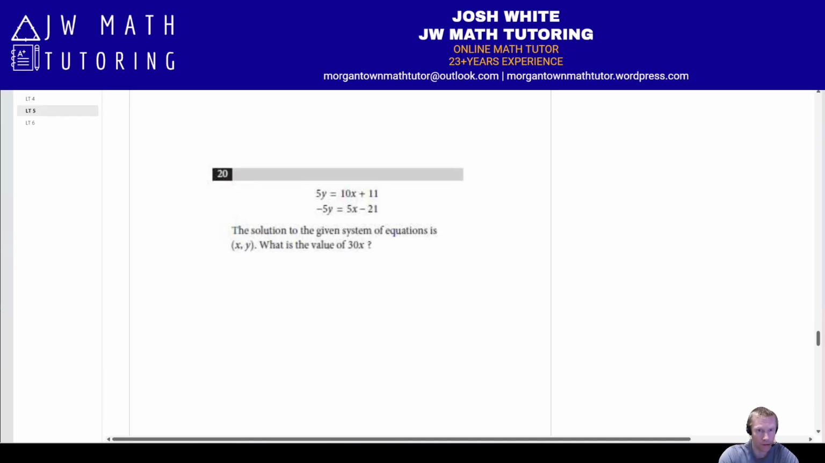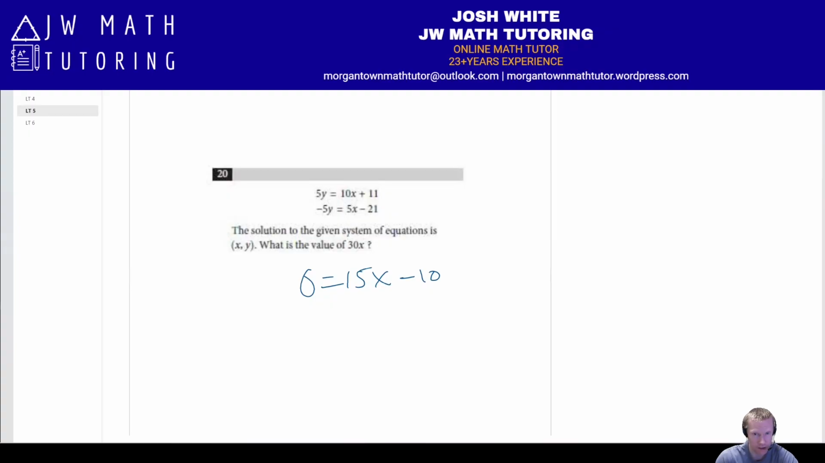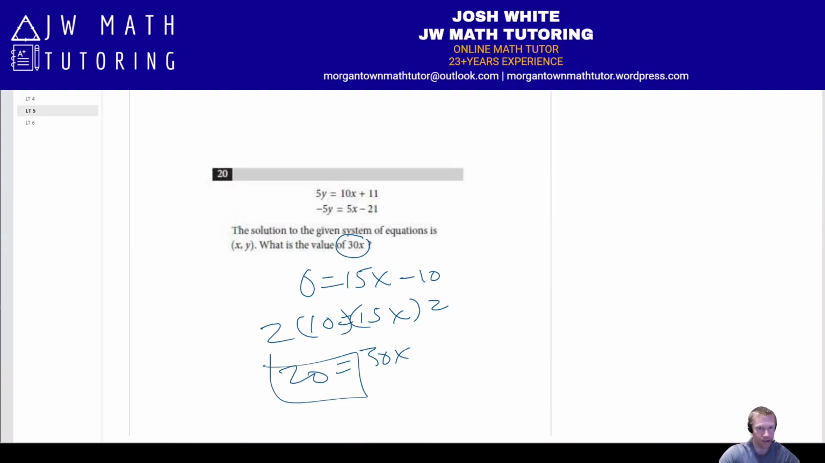All right, next up, number 20. We have a system of linear equations here. Now, I'll tell you, the quickest way to do this by hand is to add these two equations together and get 0 equals 15x minus 10, or 10 equals 15x. Notice they want 30x. So all you have to do is just multiply both sides by 2, and you get 30x equals 20, which is the correct answer. That's what you would fill in.